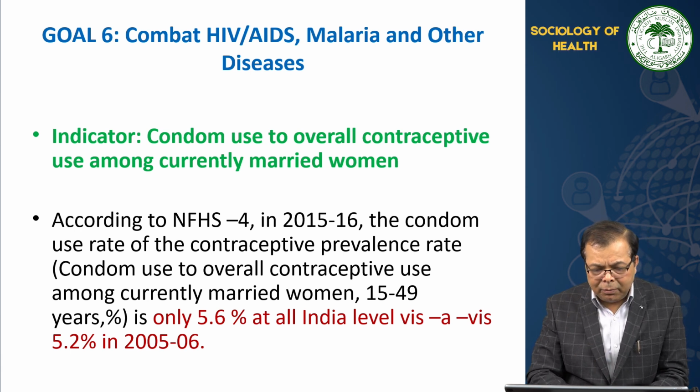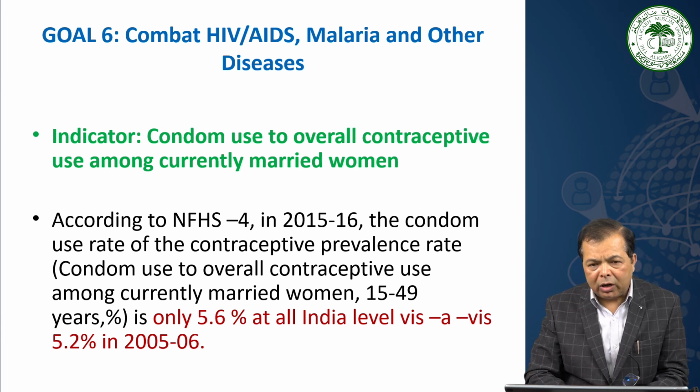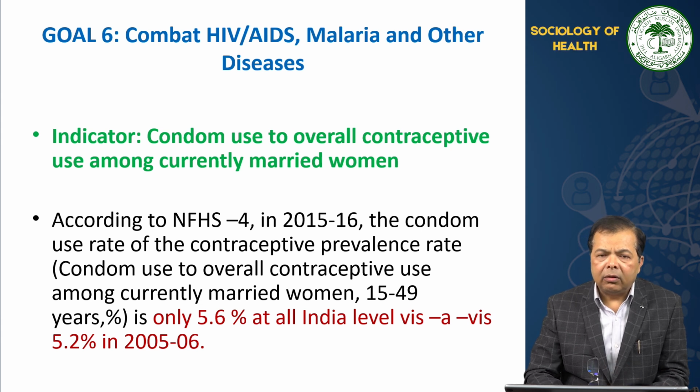Now, what are the achievements? According to NFHS 4, in 2015-16, the condom use rate of the contraceptive prevalence rate among currently married women in the age group 15 to 49 is only 5.6% at all India level, vis-a-vis 5.2% in 2005-2006. Now, there are two important pieces of information here. One, that the prevalence is 5.6%, which is very low.